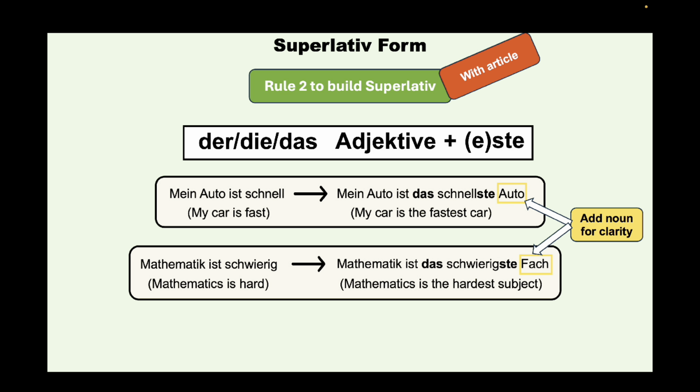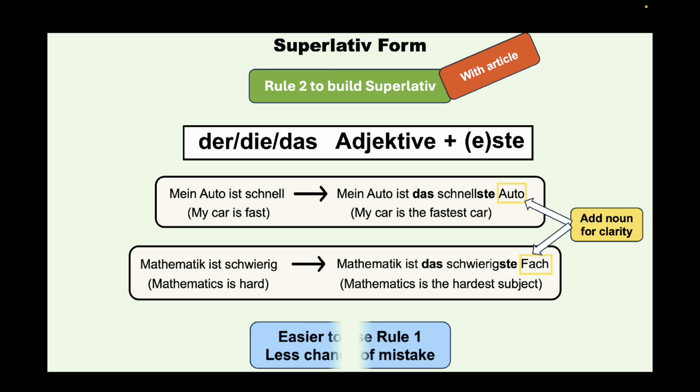So you have to add the noun for clarity when using this rule to build the superlative. In my opinion, it is easier to use rule 1 because there's less chance of a mistake happening. So if you have the choice in the exam, then it is better to use rule 1.